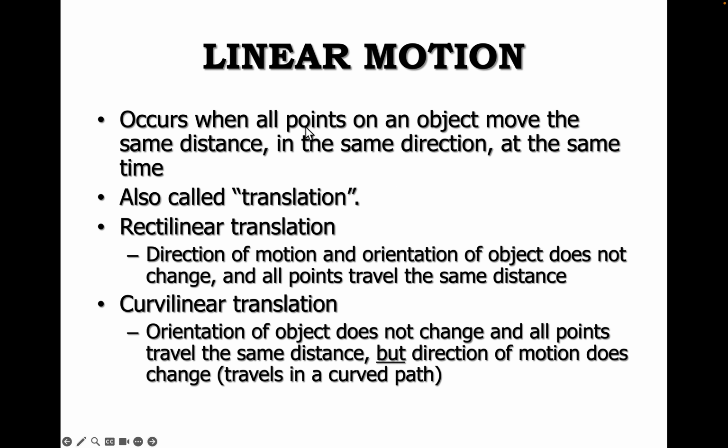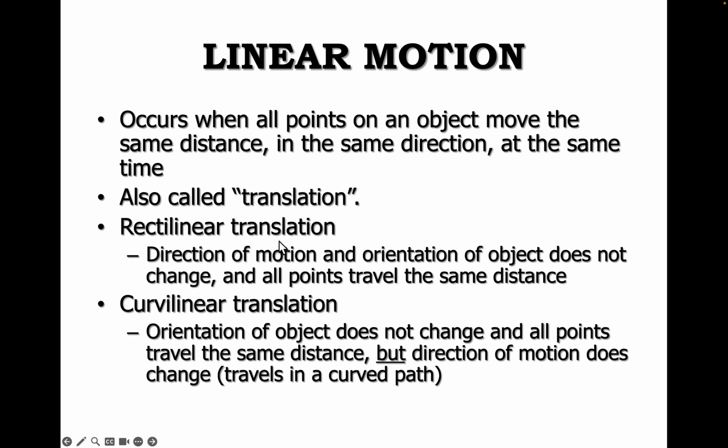So linear motion occurs when all the points on an object move the same distance, in the same direction, at the same time. This is also known as translation. So when you see translation, that's referring to linear motion. And we've got two different types of translation: rectilinear translation and curvilinear translation.